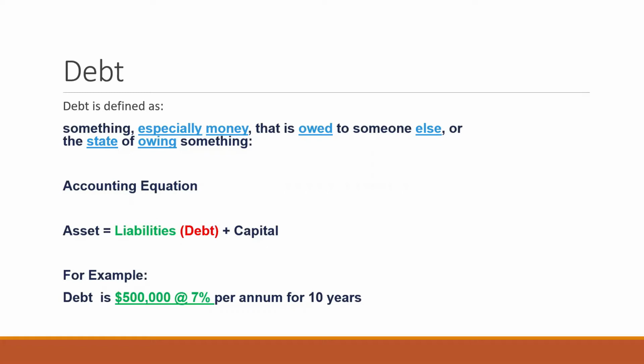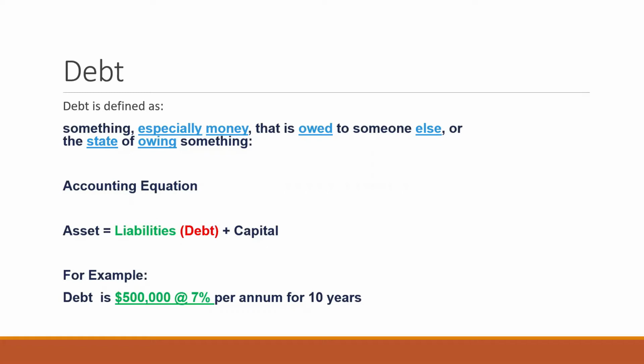But now let's look at the concept of the accounting equation. Now, the accounting equation says asset is equal to liabilities plus capital. Okay. Now, this is the pillar by which we build everything.